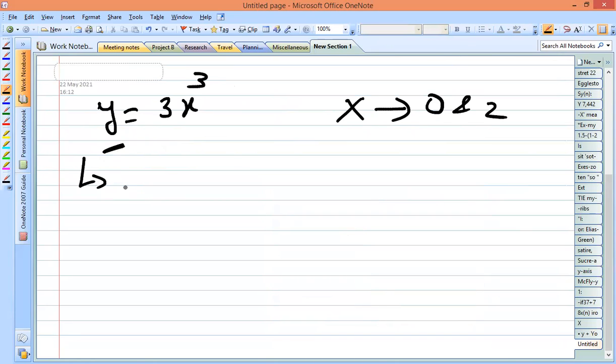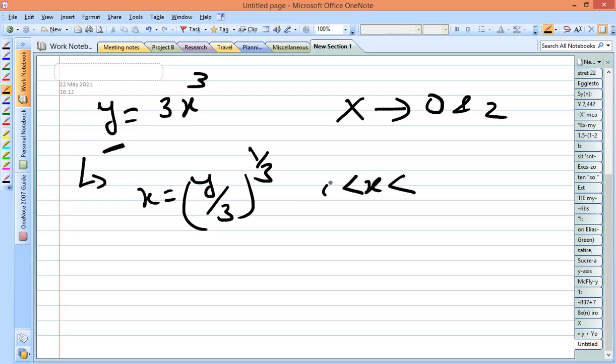Anyone? How are you going to write this? Y is equal to 3x cube, how are you going to write the reverse function, that is, in terms of x you need to write the equation. Anyone should reply back. X is equal to cube root of y by 3. Yes, very good. So here we'll be getting y by 3 to the power 1 by 3, for the independent variable value 0 to 2.